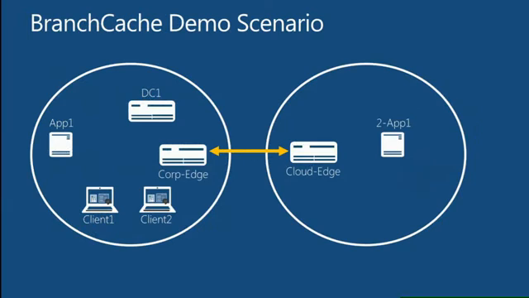OK, let's do a demo. So this is what we had before. Provided all the VMs are still up and awake, that's a weird problem that I've been having. It looks like everything's good. So this is where we ended up before, right? We moved that 2-app1 server over into the cloud. We established connectivity. Now what we're going to do is we're going to make it fast. We're going to enable BranchCache using the new deployment model.